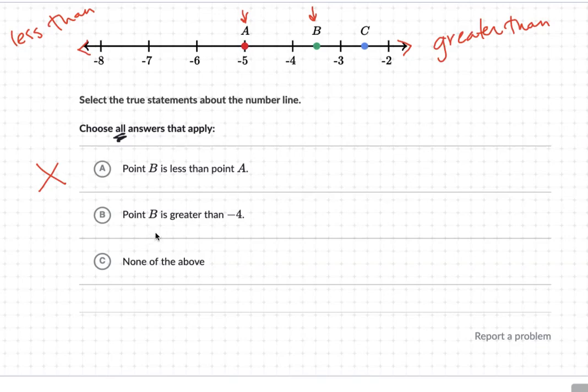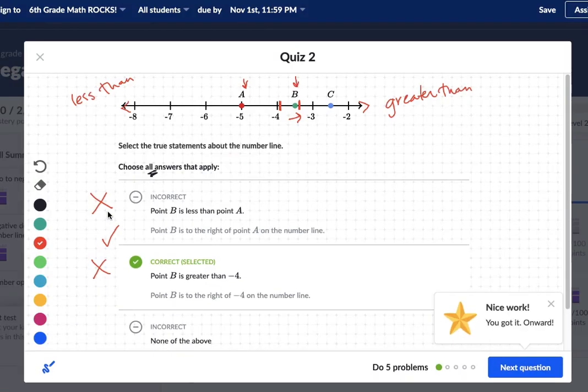The next one, point B is greater than -4. Is point B greater than -4? Is it further to the right? Yes, it is. So this one is correct. And answer choice C says none of the above, so that can't be correct because one of them is correct. So it looks like B is correct. Okay, so if you need to draw and write down things, make sure you do that because it's only going to help you get correct answers.